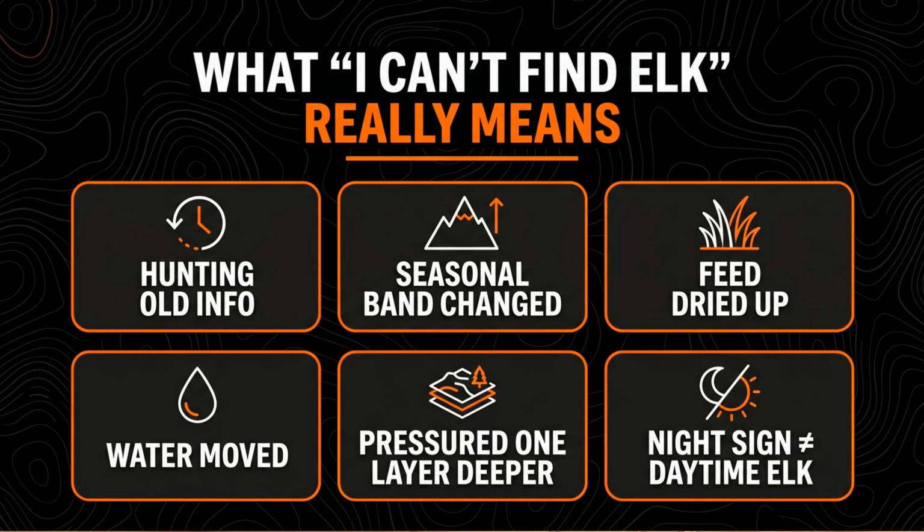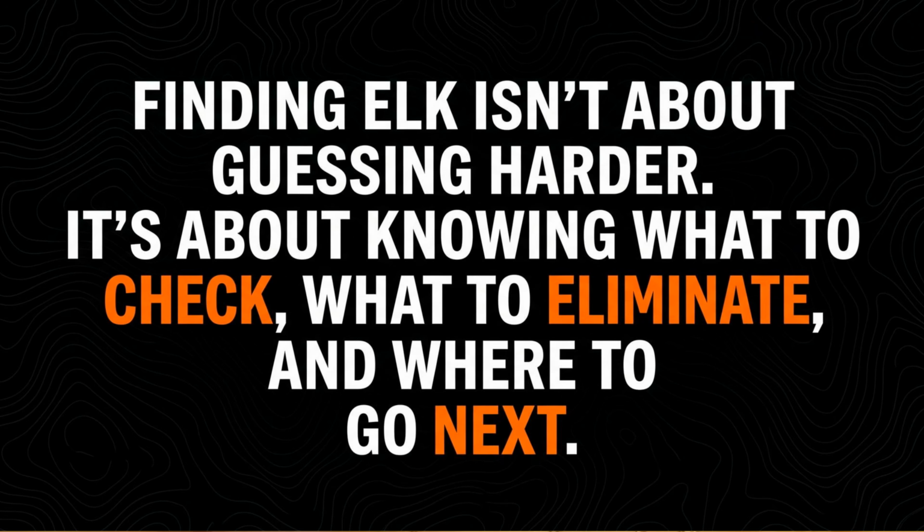Maybe you're hunting old information. Maybe the seasonal pattern changed. Maybe the feed dried up, or maybe the water moved. Maybe pressure pushed elk one layer deeper. Maybe you're standing in nighttime sign and expecting daytime elk. Or maybe the country looks good on a map, but the wind or the access or the security just didn't work when you were on the ground. The fix is to slow down, ask better questions, and hunt the current elk system. Finding elk isn't about guessing harder. It's about knowing what to check, what to eliminate, and where to go next.